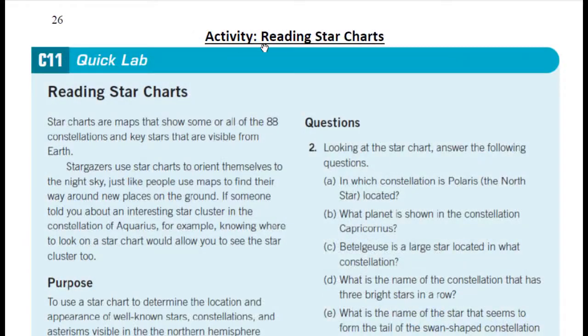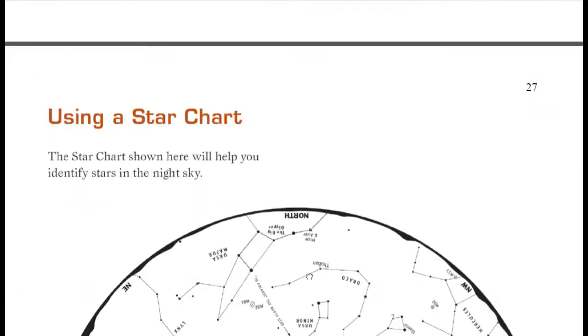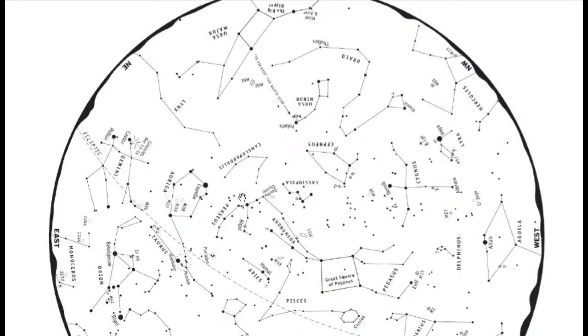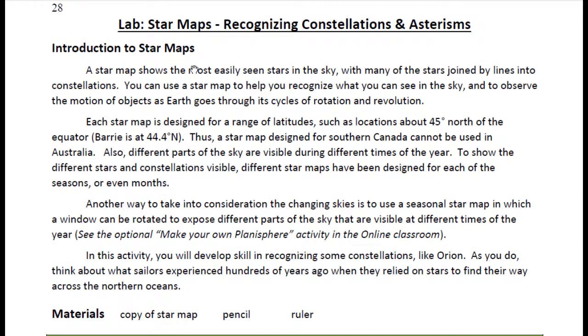Please go ahead and complete this activity here. You're going to learn how to read a star chart. You're going to be using the star chart that's on the next page for this activity, and just follow the instructions. It's pretty easy to find where all of these constellations are. Then please complete the lab. The Star Map Lab, read through all this information before you get going on it.